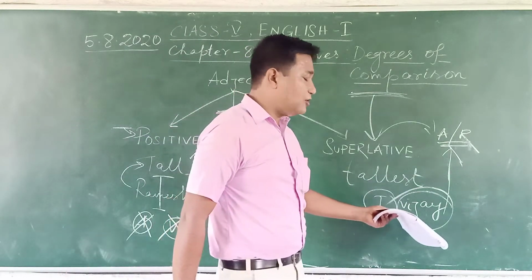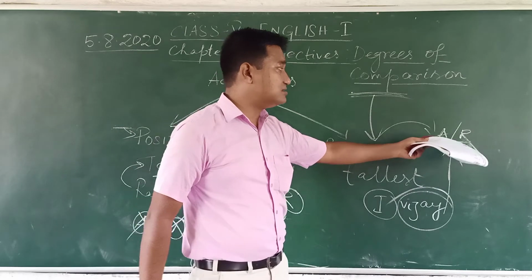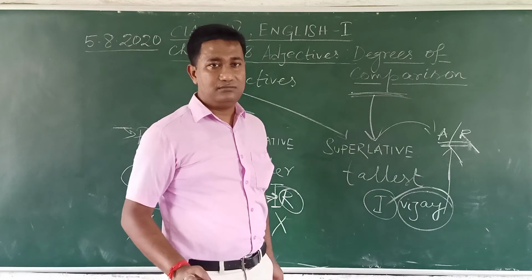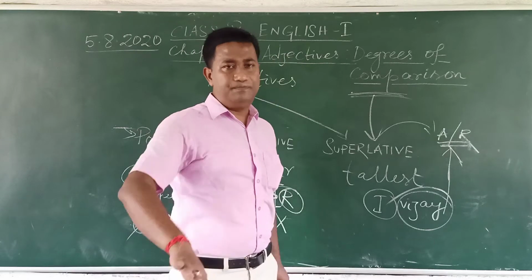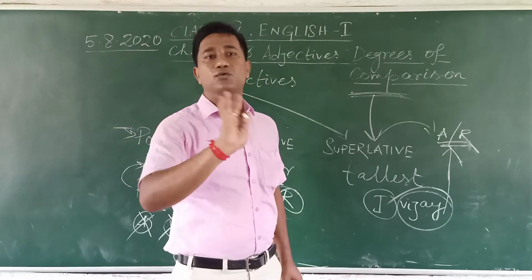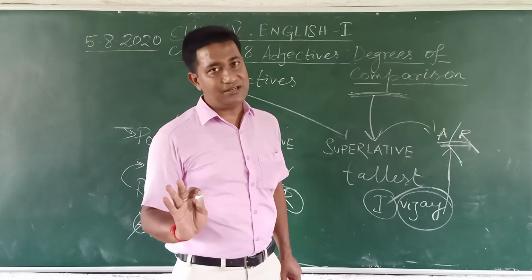And now it's coming about Vijay. So Vijay is tallest as compared to others like Atul and Ramesh. So he is the tallest. There might be more persons, but Vijay will be the tallest one. So after Vijay, no one was there in the class, or no one was there in that scenario, right?